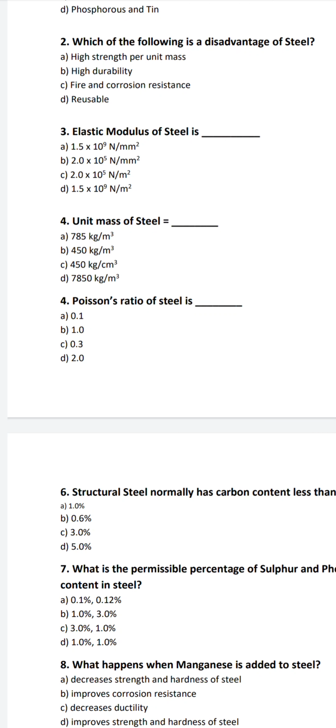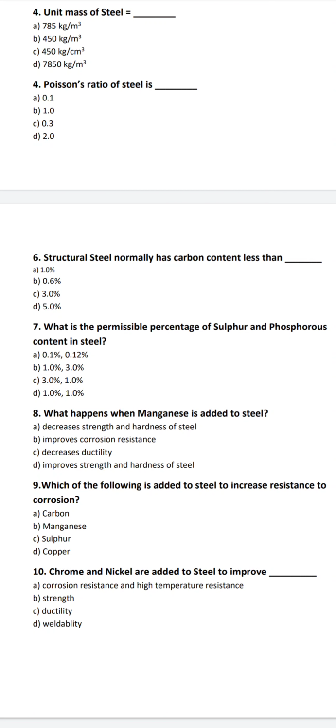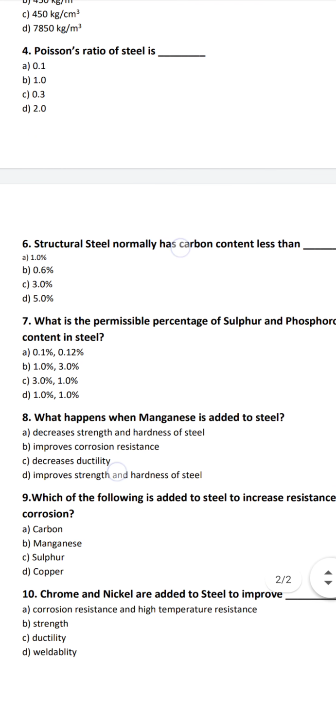Structural steel normally has carbon content less than what? The options are 1.0%, 0.6%, 3.0% and 5.0%. If you ask me the answer, it should be 0.6%. Structural steel normally has carbon content less than 0.6%. Carbon content increases hardness, yield strength and tensile strength, but it decreases the ductility and toughness of the material. So next, move to question number 7.